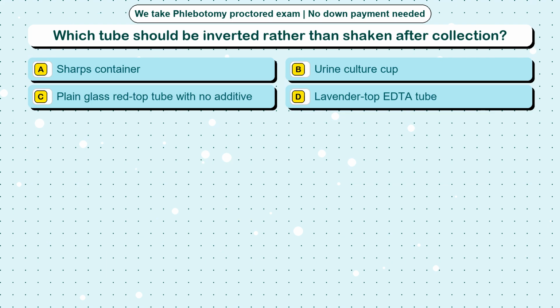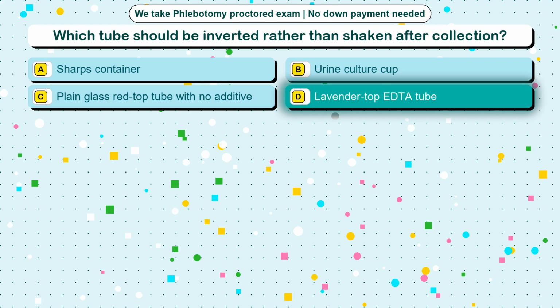Question 27. Which tube should be inverted rather than shaken after collection? Option A, sharps container. Option B, urine culture cup. Option C, plain glass red top tube with no additive. Option D, lavender top EDTA tube. The correct answer is option D, lavender top EDTA tube.